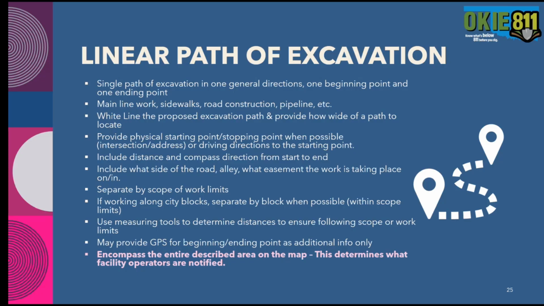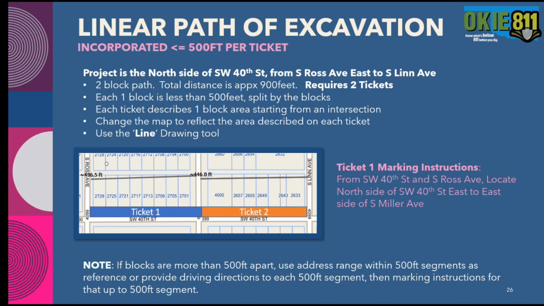And then you'll want to use your measuring tools on the portal to determine those distances, to verify them, and make sure they're not more than 500 feet, or more than 1 mile in rural areas, to follow the scope of work limits. You can provide GPS as additional information. And again, as I've emphasized multiple times, encompass the entire described area on the map because that determines what facility operators are notified. This example is a linear path of excavation in an incorporated or in-town area. So again, no more than 500 feet per ticket.